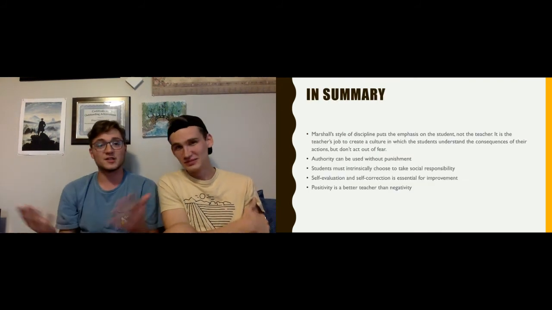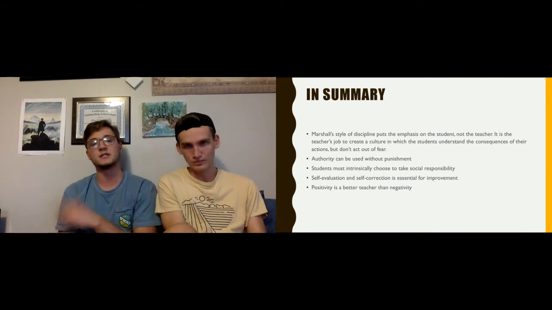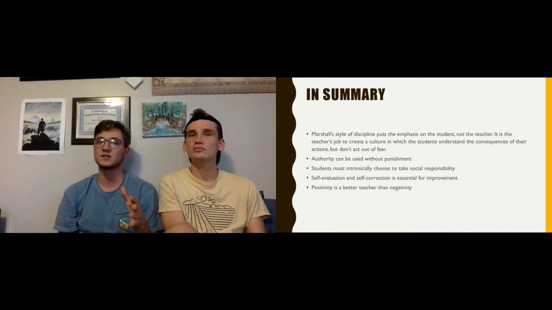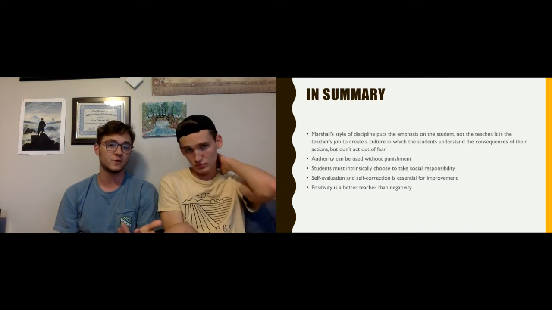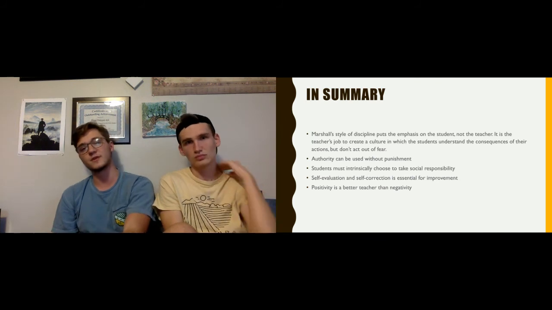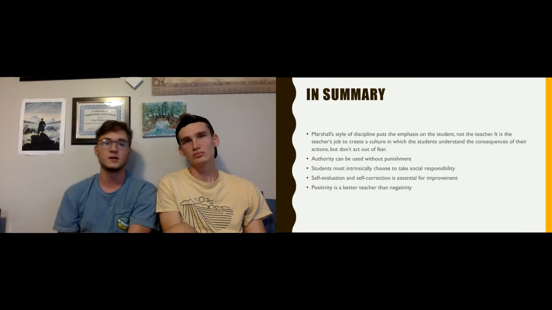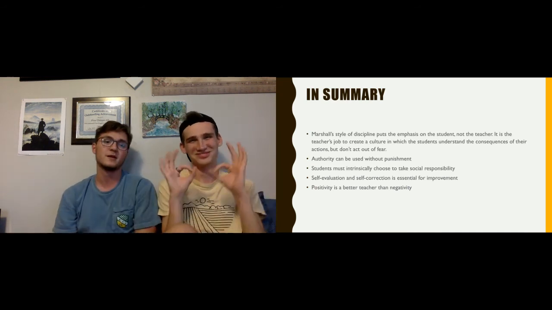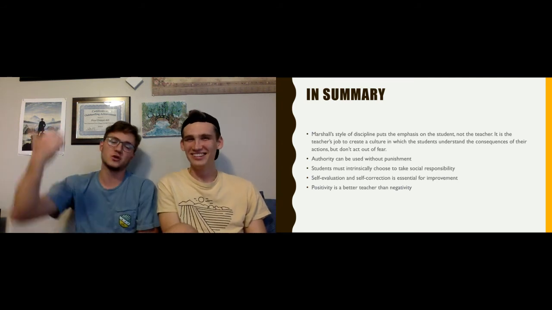So, in summary, Marshall's style of discipline puts an emphasis on the student, not the teacher. It is the teacher's job to create a culture in which the students understand the consequences of their action, but don't act out in fear. To restate his 4 points, authority can be used without punishment. Students must intrinsically choose to take social responsibility. Self-evaluation and self-correction is essential for improvement. Essential. And finally, positivity is a better teacher than negativity.